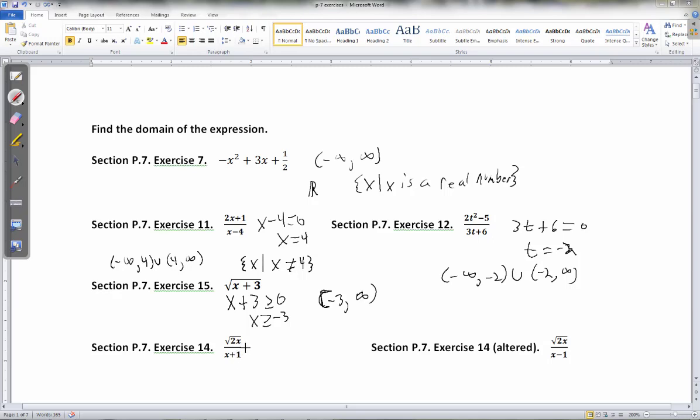Down here, these are basically the same problem. I just changed the sign on the bottom, so I'll get a slightly different answer depending upon whether it's a positive or a negative. This is the original version of the problem. The inside of the root still has to be non-negative, so it still has to be greater than or equal to 0. It means x is greater than or equal to 0. And x cannot equal negative 1.